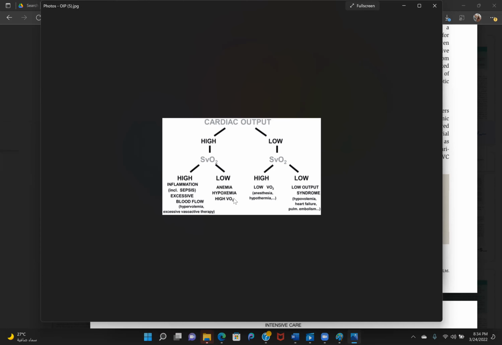And if it is low, the tissue is extracting more, as occurs in anemia or hypoxia, or high VO2 when the tissues are using more oxygen. And if cardiac output is low, as I was telling you, it is low output, as in heart failure.